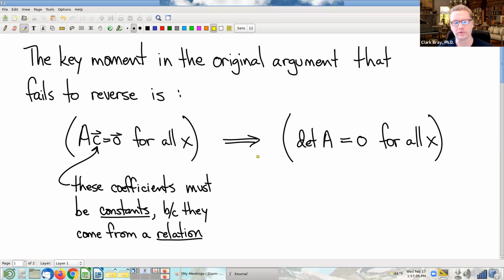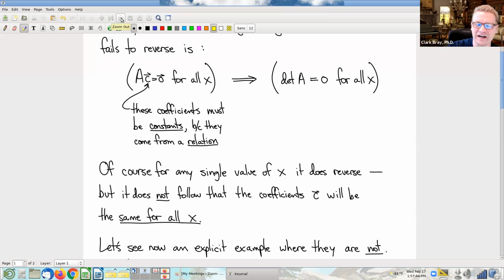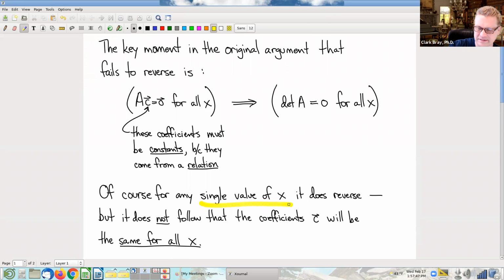All right, so the problem is that it kind of does, but not quite. If you look at any single value of x, yes, it is true that with that matrix having determinant 0, there will be some numbers c that make this equation work. Sure. But what is not clear is that whichever x you look at, you will get the same values of c for all values of x. In other words, these would need to be constants, independent of which x you're looking at.